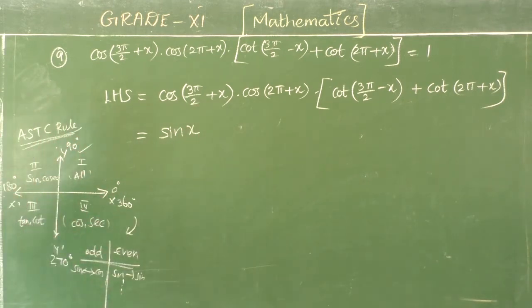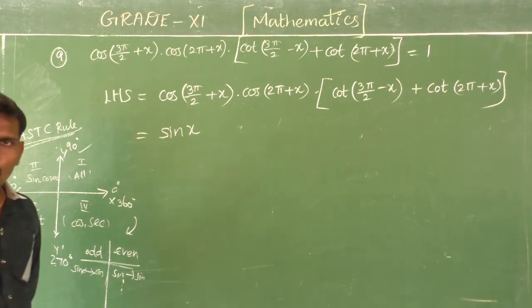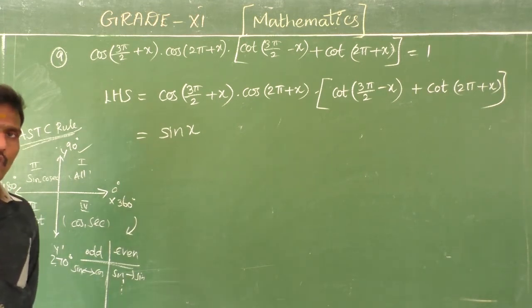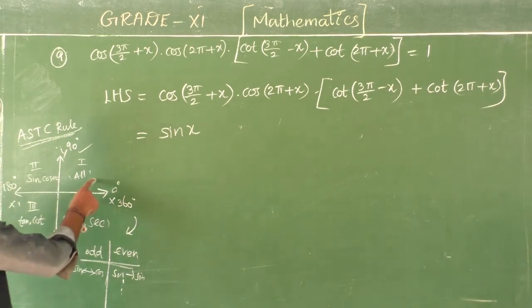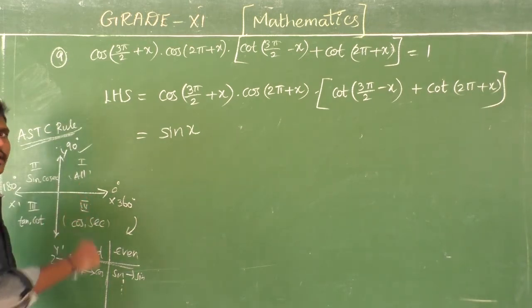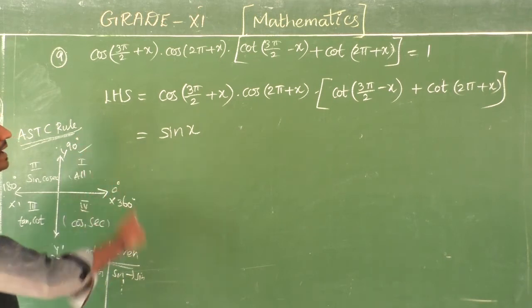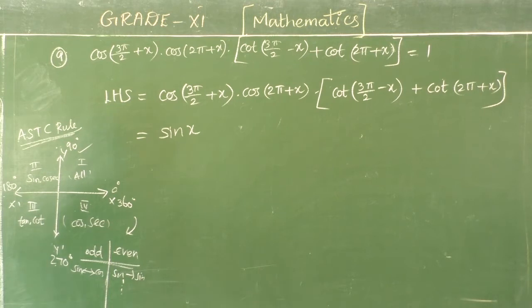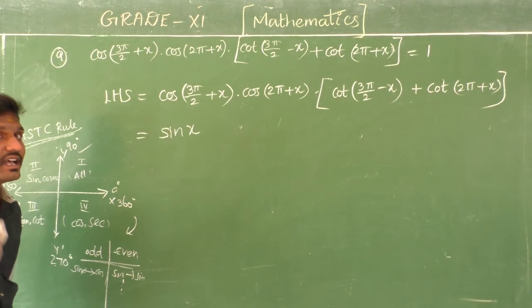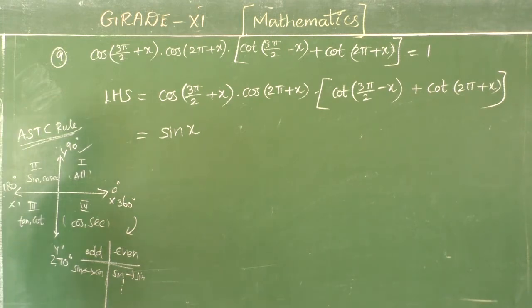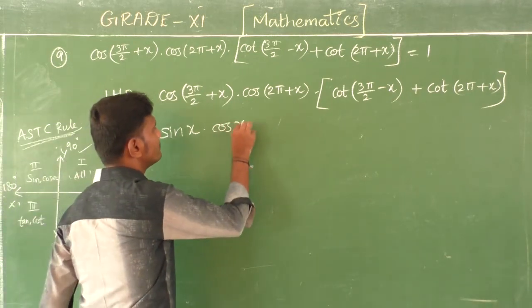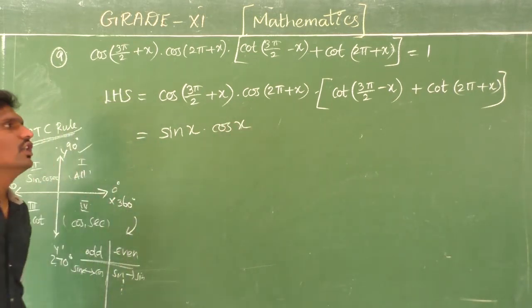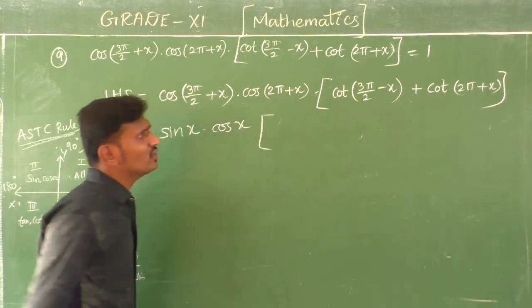Yes. Now cos(2π + x). Do you know the value of π? Yes, it is 180, so 2π means 360. 360 plus theta will come in the first quadrant, where all are positive. So cos(2π + x): 2π is even, so it will be the same, cos to cos, sin to sin. So that is cos x. Yes, fine students.